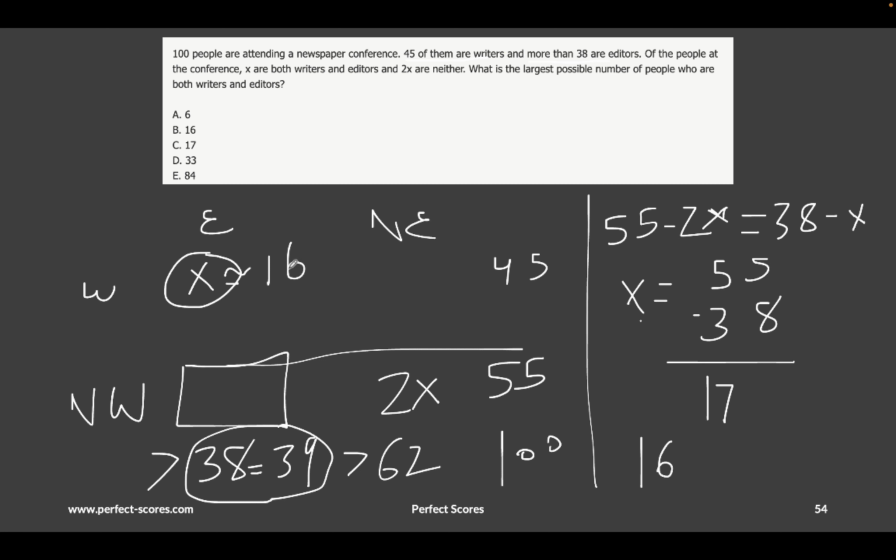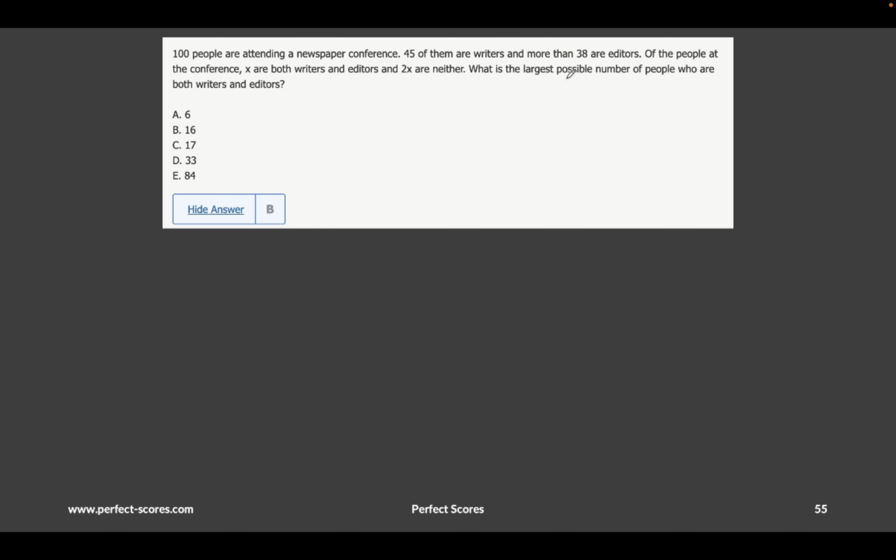It cannot be more than that, because if it becomes more than that, then I will actually violate this condition that there are more than 38 editors. So that solves the question, guys. X, the answer over here is actually 16, not 17. 17 is actually the trick answer, because of the way the question is written, that there are more than 38 editors. So I hope you understood this question here, guys. This is the answer, which is 16.